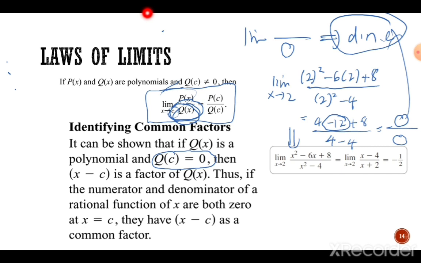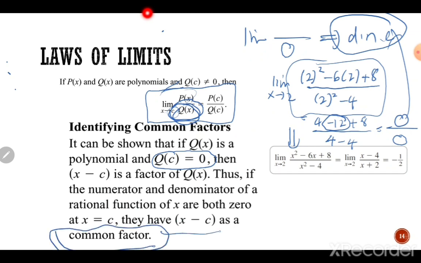There is a possibility that actually the limit does exist, tapi function tu f(x) tu yang does not exist. So there is a way that we may find out what is actually the limit value. Cara dia adalah we'll try to find the common factor that we may cancel dan menyebabkan function tu no more become 0 over 0. Tengok example lah, senang untuk you all faham.